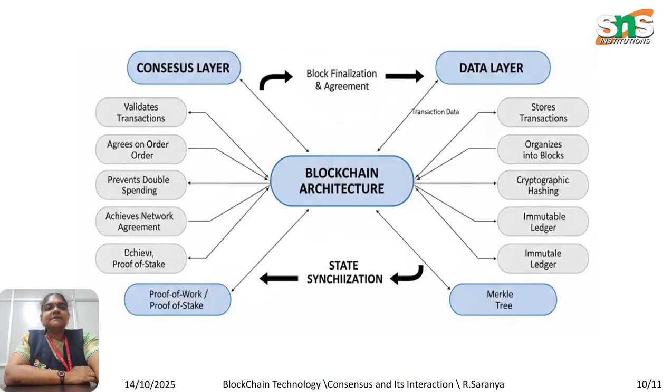This is a simple diagram which shows how the data layer is combined with the consensus layer for working purposes. The data layer stores all the transactions, organizes the blocks, and uses cryptographic hashing methods in order to prevent intruders from coming in. The consensus layer, along with the data layer, goes for a validation check, validating the transaction, avoiding double spending and achieving network agreement.